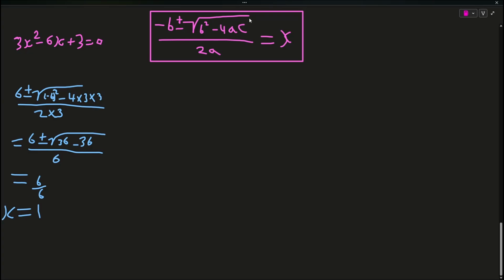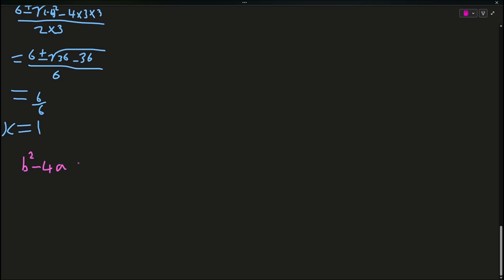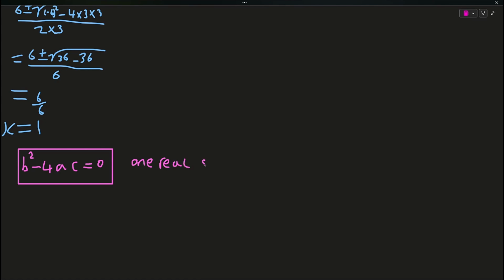In that case, we can see that when b squared minus 4ac is equal to 0, there is one real solution.